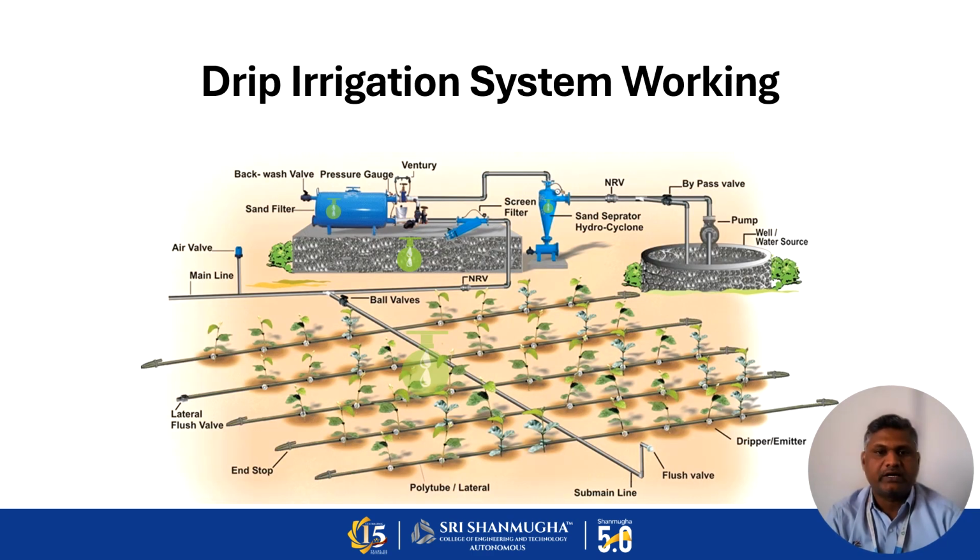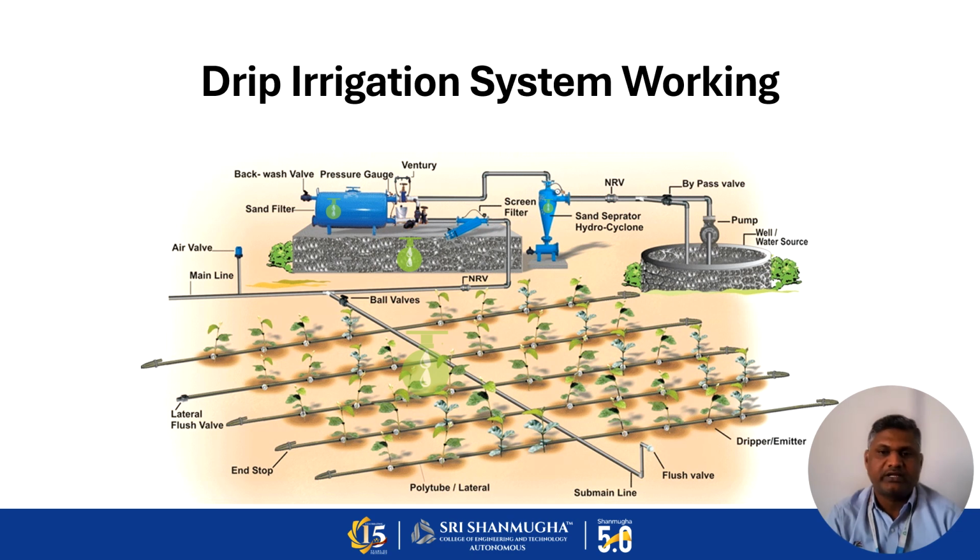So this is the drip irrigation system working principle. The water is available at the water source and it is pumped through the pump. Then it is sent to the top right corner. I am explaining the bypass valve. The bypass valve is used for sending the return water. To control the return water, we have installed the NRV, non-returning valve, and also the cyclone separator, the hydrocyclone or sand separator is used.